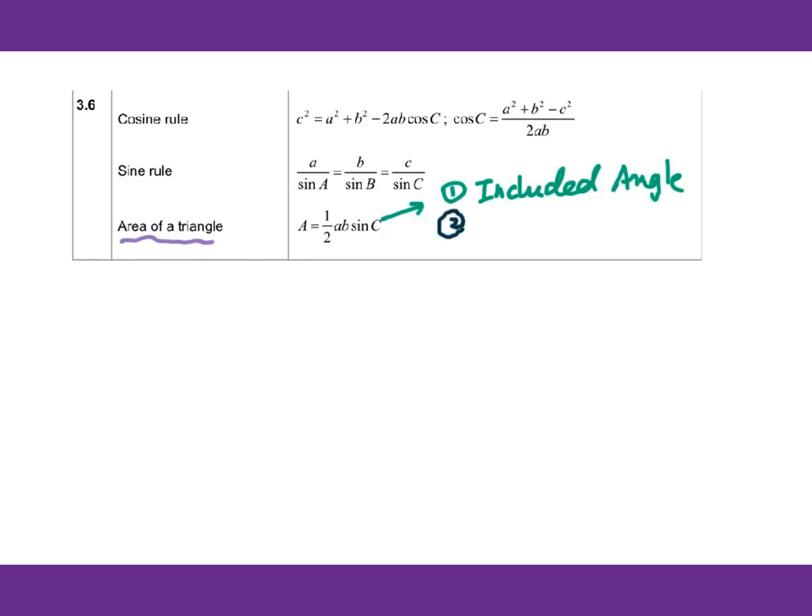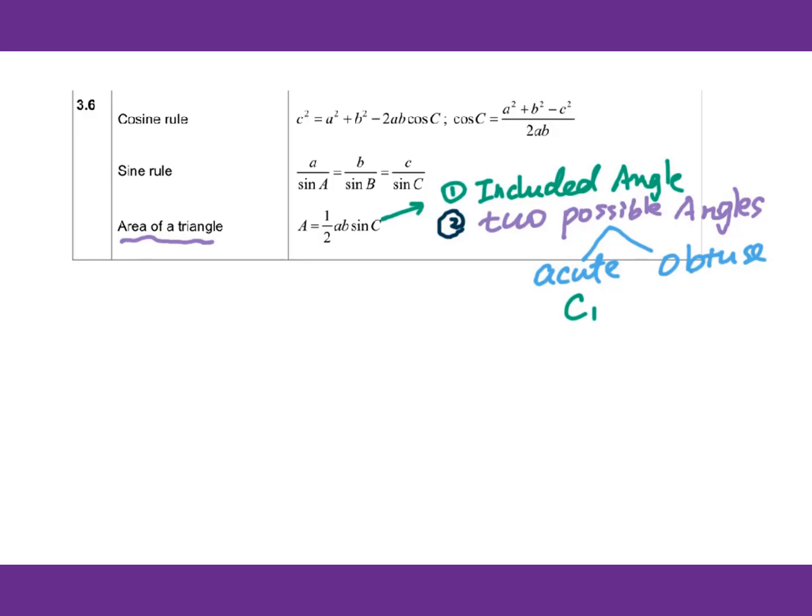And also for this C, there are two possible angles. One is an acute angle. The other is an obtuse angle. So for acute angle, we normally call it C1. Obtuse angle is C2. C2 equals 180 degree minus C1. Let's draw a diagram.